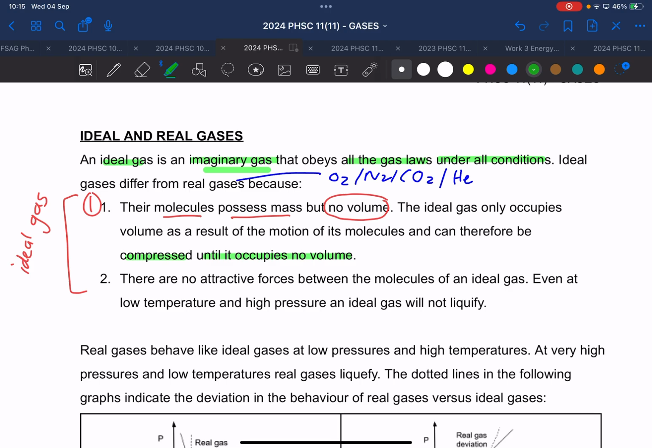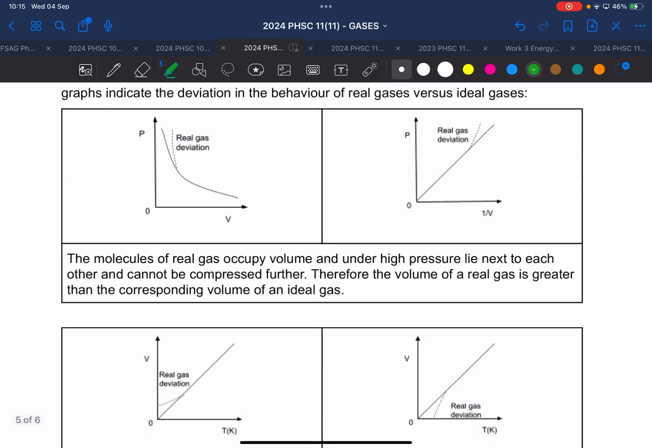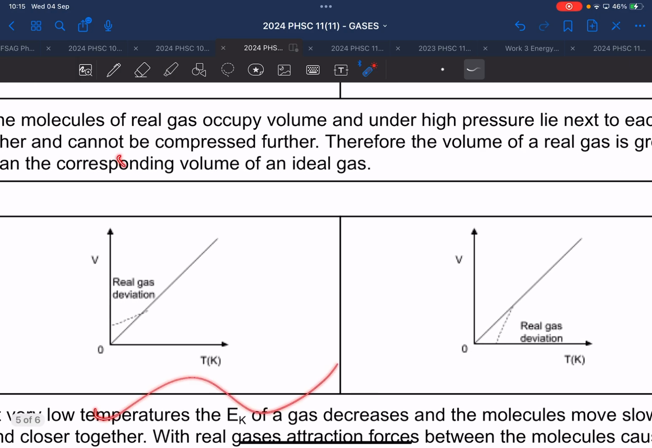So if we have to draw it on a graph, don't worry too much about what is written there just now. Then I can make it smaller, smaller, smaller, until the volume is 0. We know that can't exist, but the imaginary gas can go until it's 0.